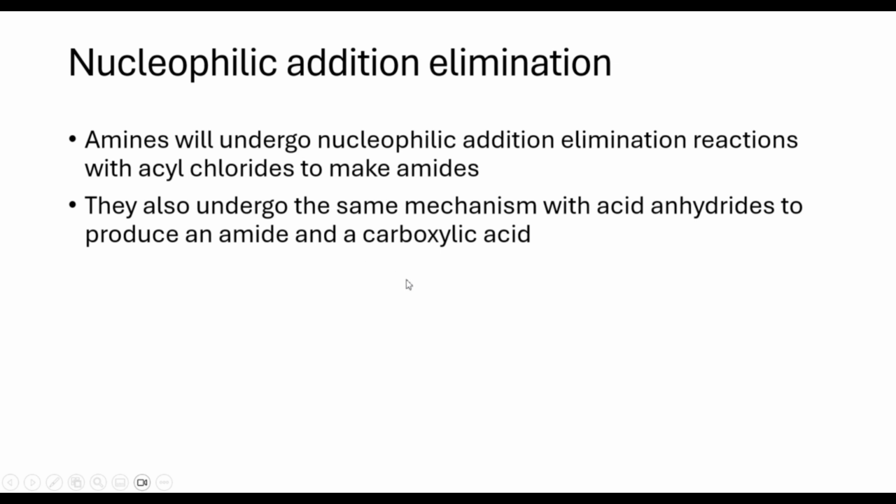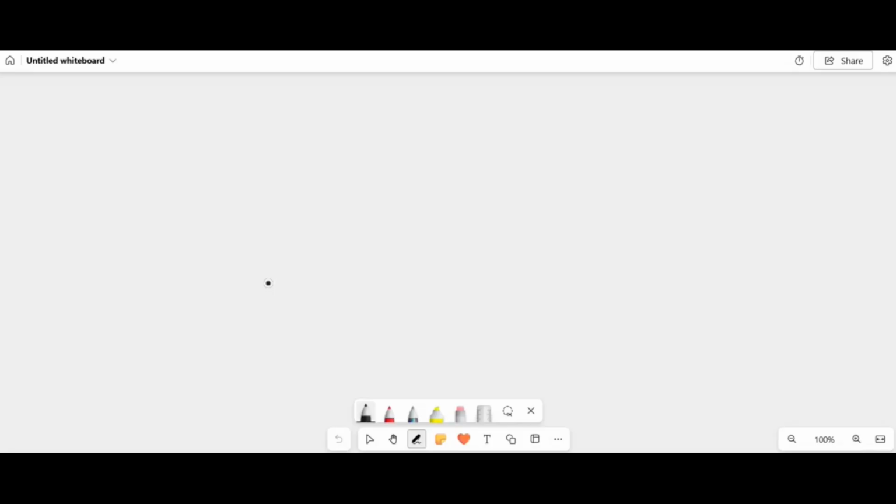Alright, nucleophilic addition elimination. Amines will also undergo nucleophilic addition elimination reactions with acyl chlorides to make amides. They also undergo the same mechanism with acid anhydrides to produce an amide and a carboxylic acid. So I'm going to show you the mechanism. We've got an acyl chloride here reacting with ammonia or an amine, it doesn't really matter. I'm going to do ammonia just to keep it simple, but an amine is going to be the same. So reacting it with ammonia.